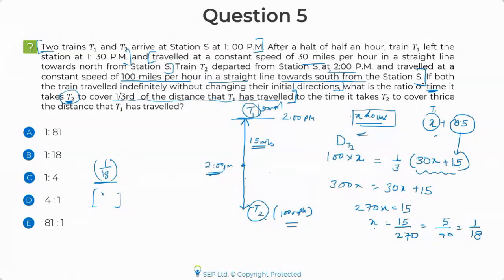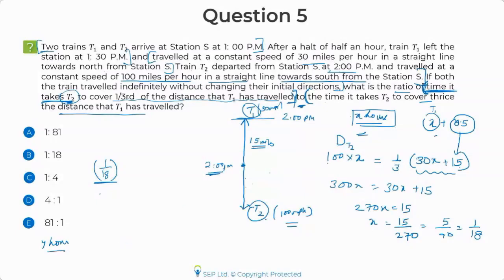Okay, what is X? X is the time it takes T2 to cover 1/3 of the distance. Okay. Now ratio is always something to something, right? So notice this part was something to, now this is the second part. Now they're telling me what I need to put in the denominator. Denominator is the time it takes T2 to cover thrice the distance it takes. So now take that time as Y, say for example, Y hours.